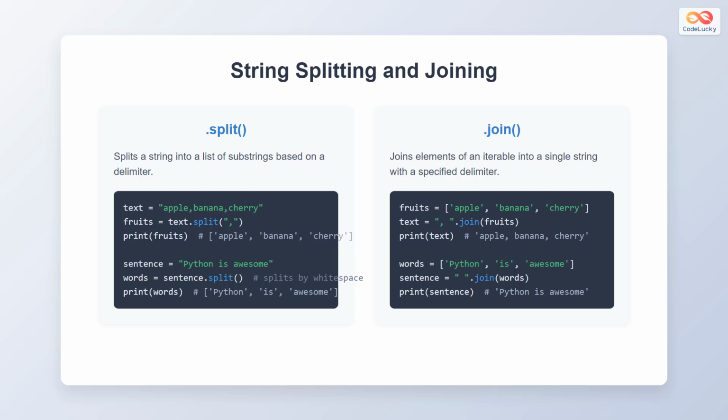Next, we have the .join() method. This method joins elements of an iterable, such as a list, into a single string, using a specified delimiter. For example, if you have a list of fruits, apple, banana, and cherry, and you join them using a comma and a space as the delimiter, the result will be the string "apple, banana, cherry". Similarly, if you join the list of words Python, is, and awesome using a space as the delimiter, the result will be the string "Python is awesome".